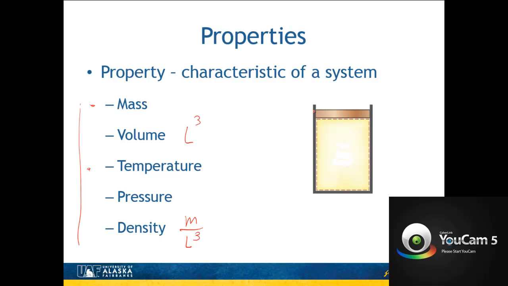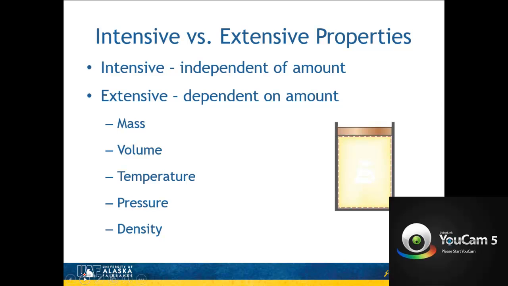Now, if I look at this piston cylinder I show over here on the right, and imagine that this yellowish gas is my material, this gas has various characteristics or properties. It would have a mass, a volume, a temperature, a pressure, and a density. Now, in thermodynamics, we classify the properties into either intensive or extensive properties. And intensive properties are independent of the amount of material, whereas extensive properties depend on the amount of material.